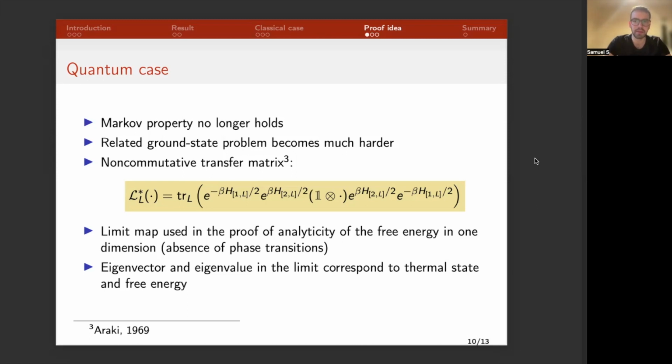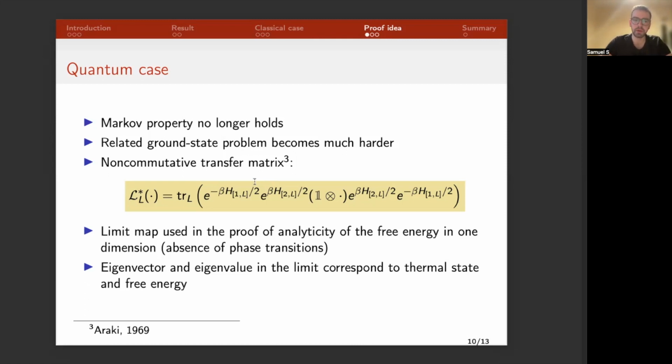Still, we take some inspiration from this classical case and try to write something down similar to the transfer matrix in the classical case, which turns out to be a lot more complicated object, which is given here. You have a matrix multiplication where you take an input state, multiply things that look a bit like thermal states or inverses of thermal states from both sides, and then shift the system by one side. This is what we call the non-commutative transfer matrix, and it was introduced by Araki in 1969 already.